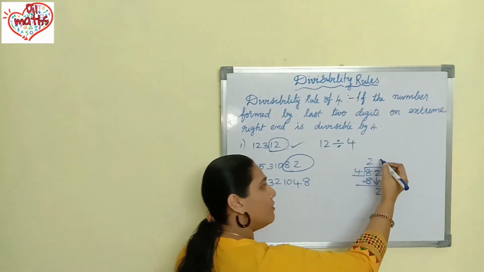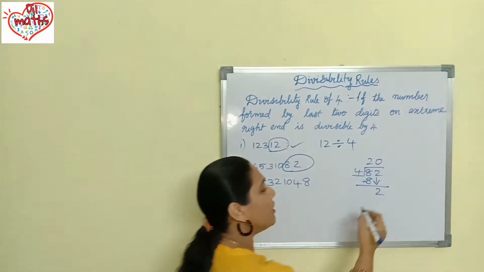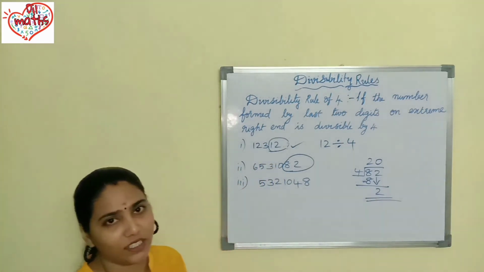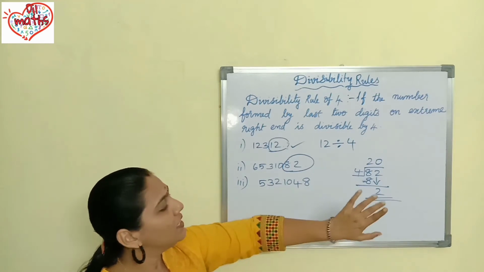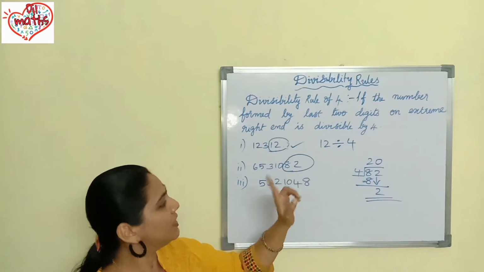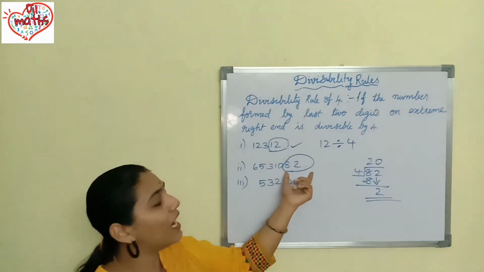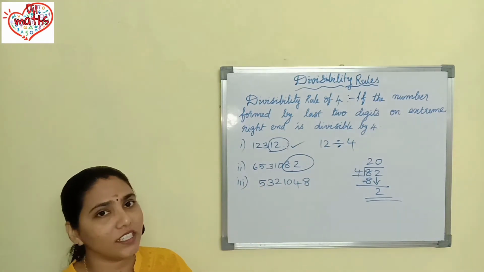So what should we do here? We have to put 1 0 there. What is the remainder we got there? 2 is the remainder. That means we got a remainder. So is this number divisible by 4? No, because the number formed by the last two digits is not divisible by 4. So this number is not divisible by 4.